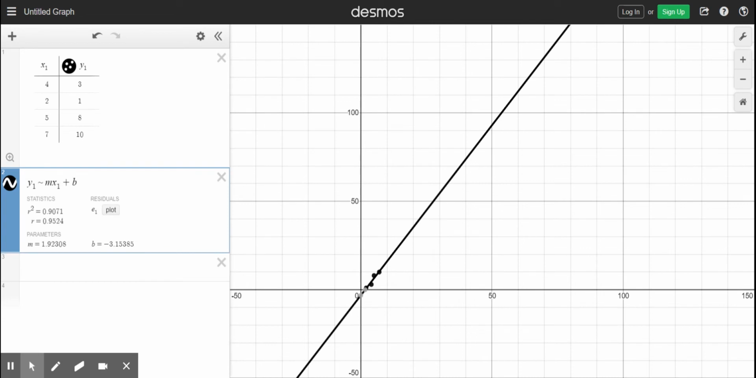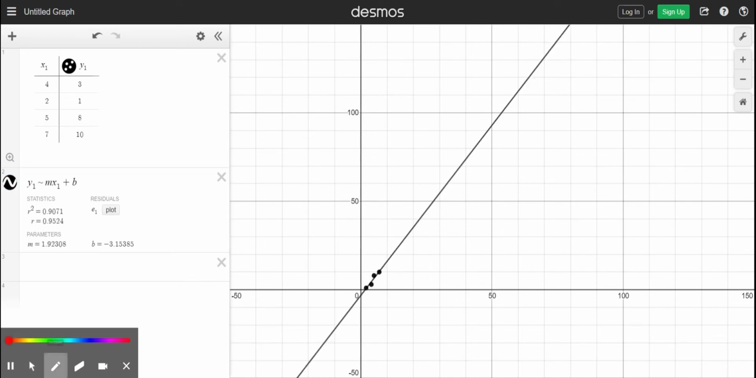So you notice as soon as I label both of those, I got some information here, okay? And we don't know what all this means yet. We haven't learned what R squared and R mean yet. We are gonna learn that this year, okay? But what we're gonna focus on today is the parameters down at the bottom.